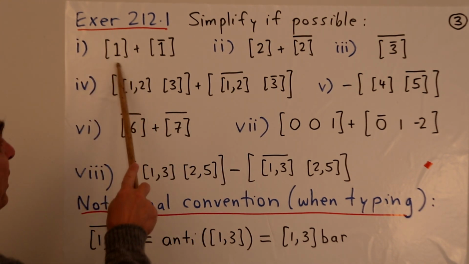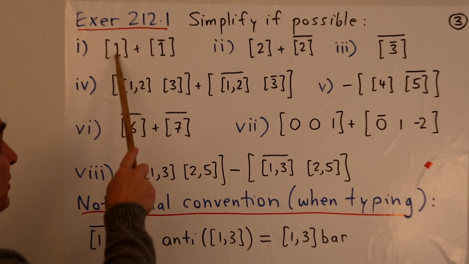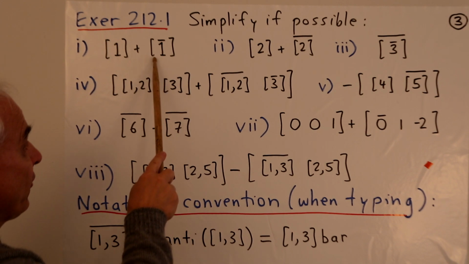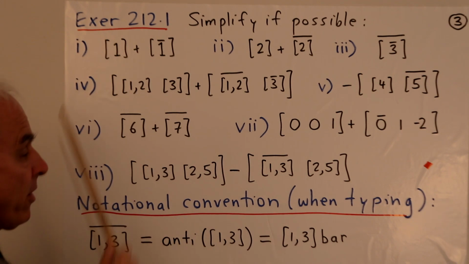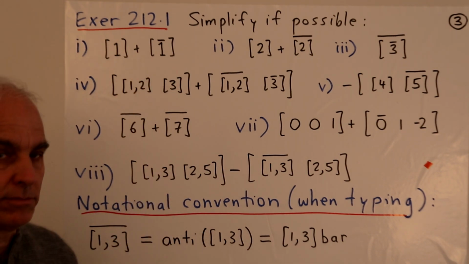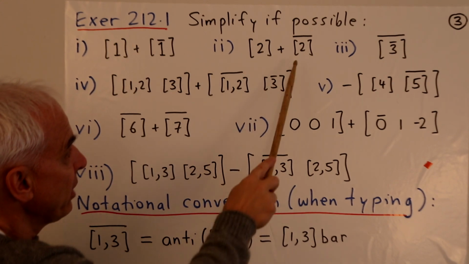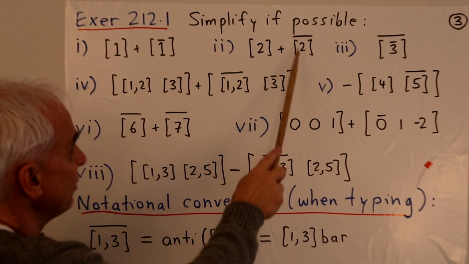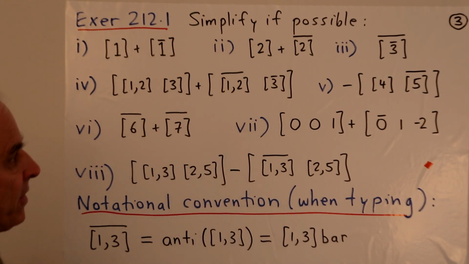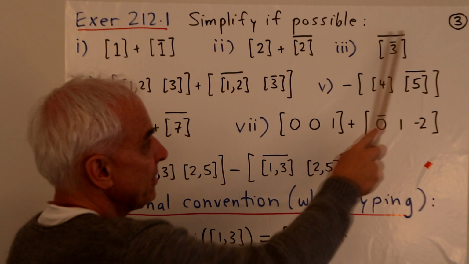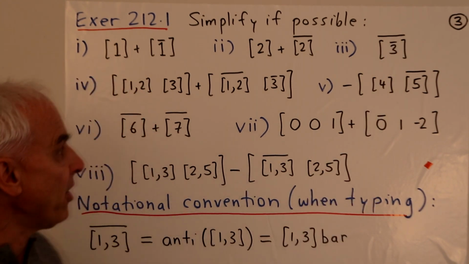So here, for example, is, well, it's actually a singleton because it has a singleton 1 in it. And here is another kind of object which has a singleton 1 bar in it. And we want to add those. Does that make sense? And if so, what do we get? Here we have number 2, singleton 2, and here we have the anti of the singleton 2, which is subtly different from this situation here. What happens there?